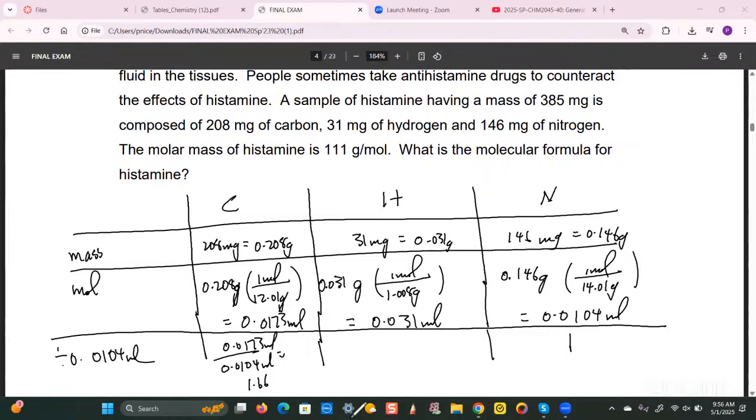And for the next one, 0.031 divided by 0.0104 moles. According to my calculation, this works out to be equal to, when rounded up, 3.0, right? So what would be in the next slide, which I can't fit down here? What I'm going to do is continue above.